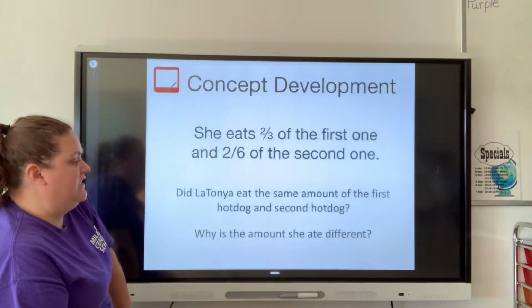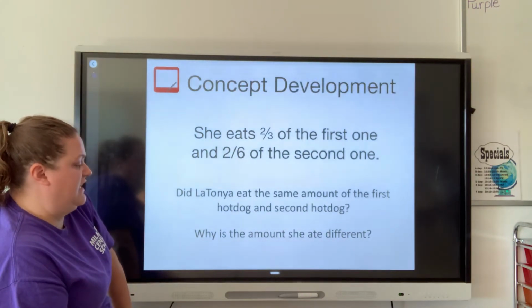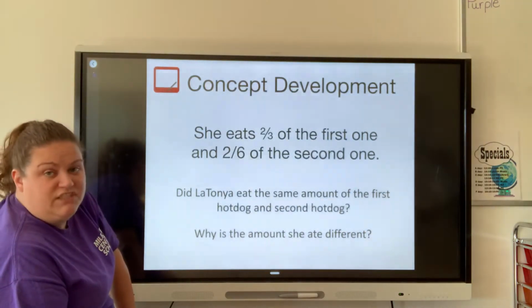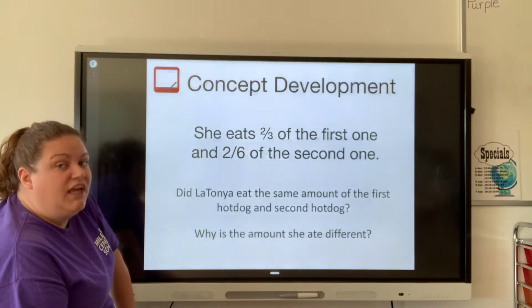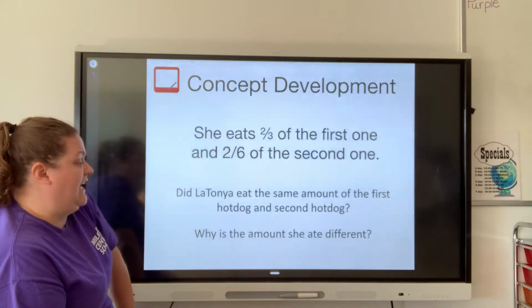Did Latoya eat the same amount of the first hot dog as the second hot dog? No, she didn't. If you looked at it, she only ate 1/3 of the second hot dog.